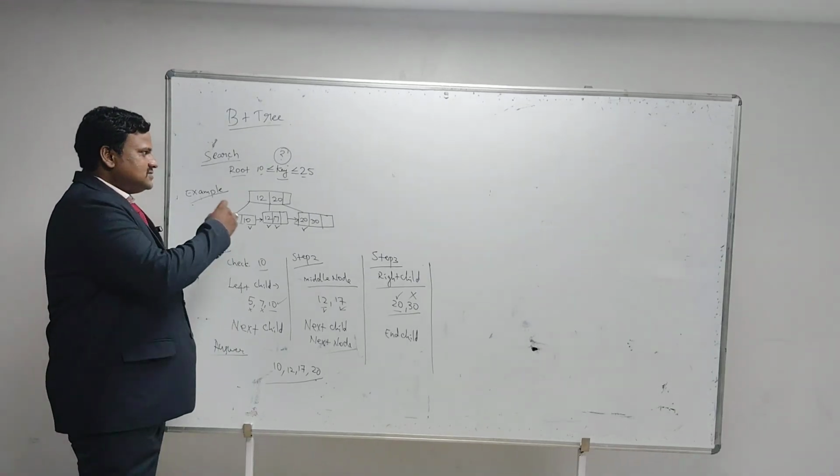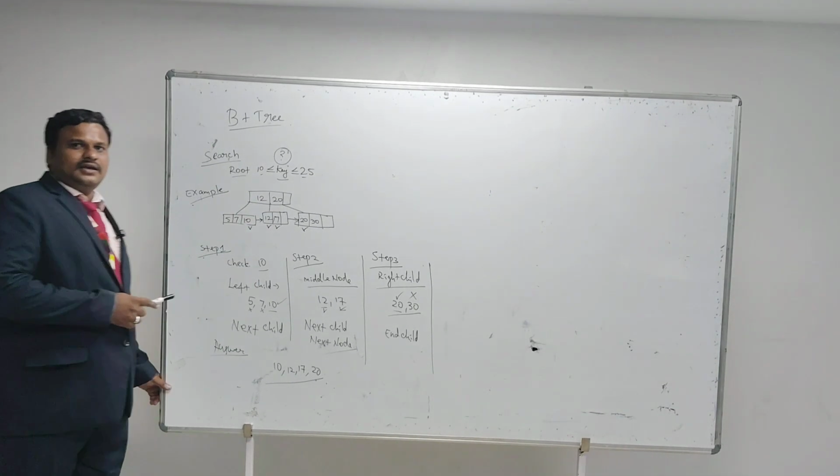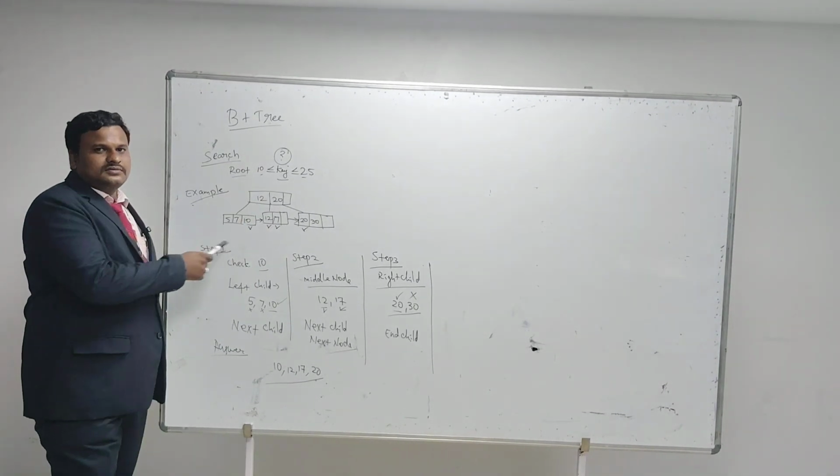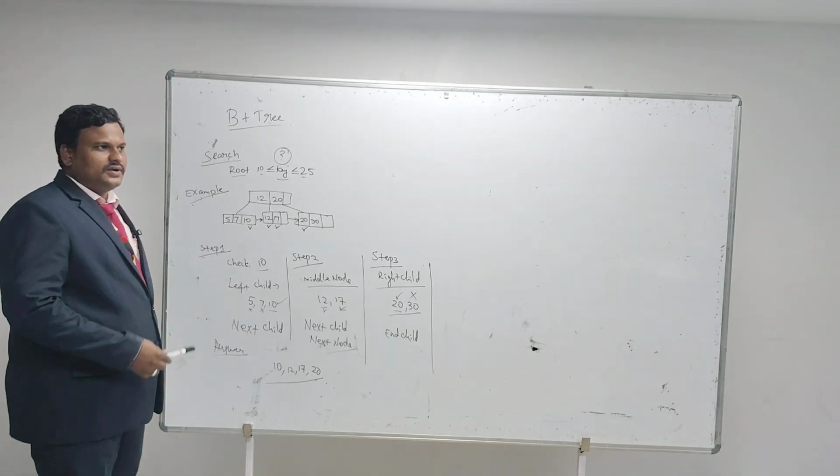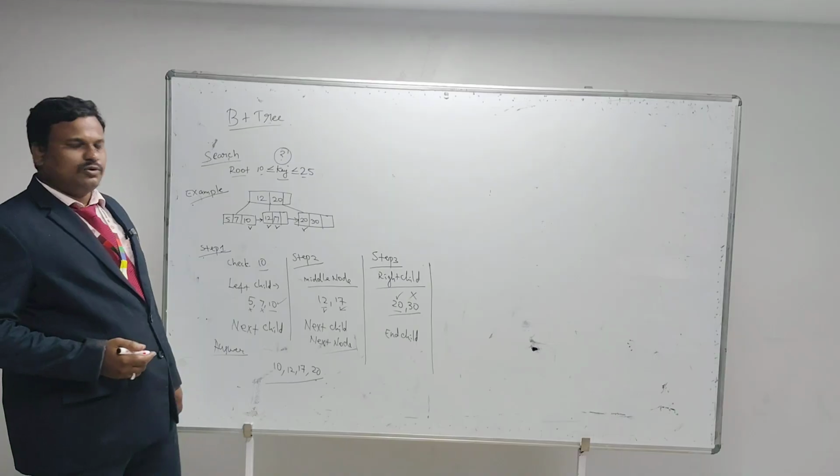So now we have discussed how to search keys from your data, that is, from the already complete B plus tree. Now we are going to discuss the next step, deletion.